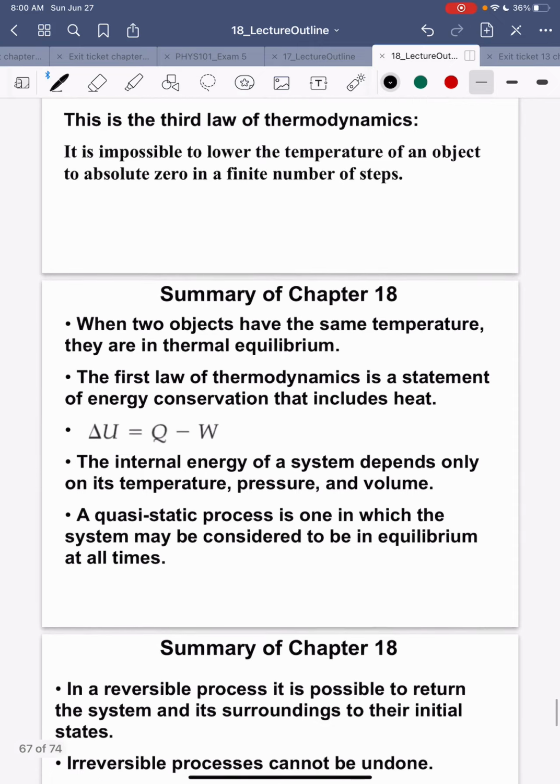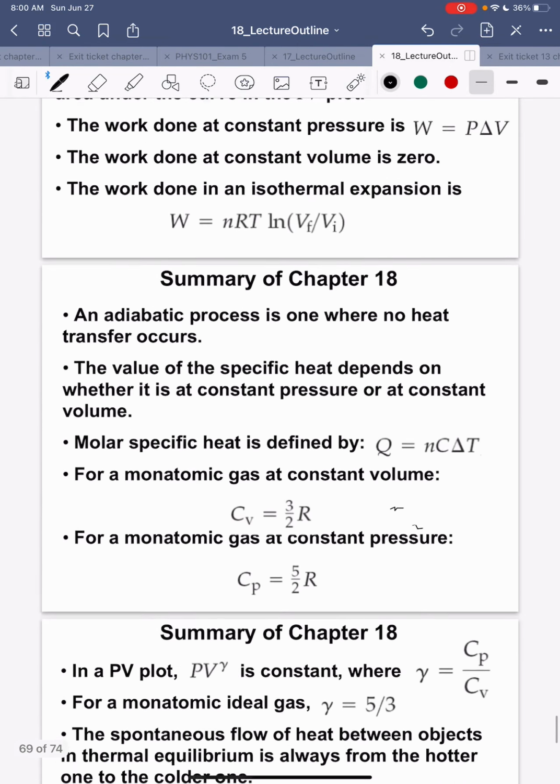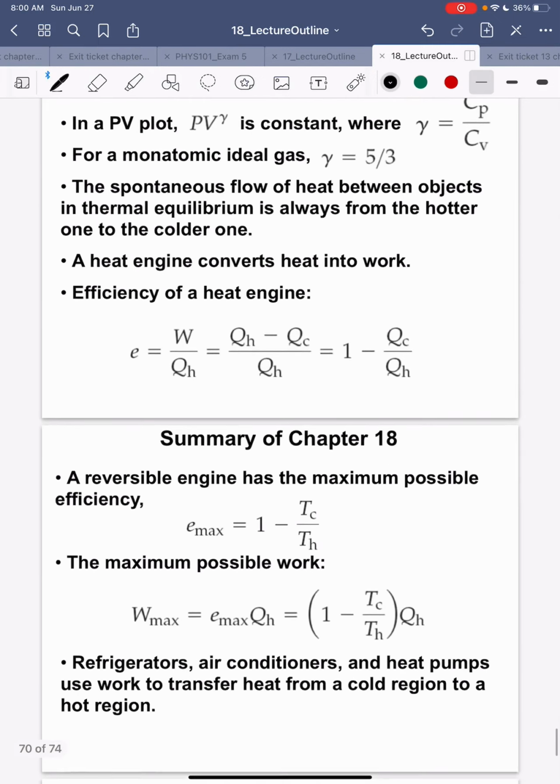Here is the summary of the chapter, and that is your chapter 18.